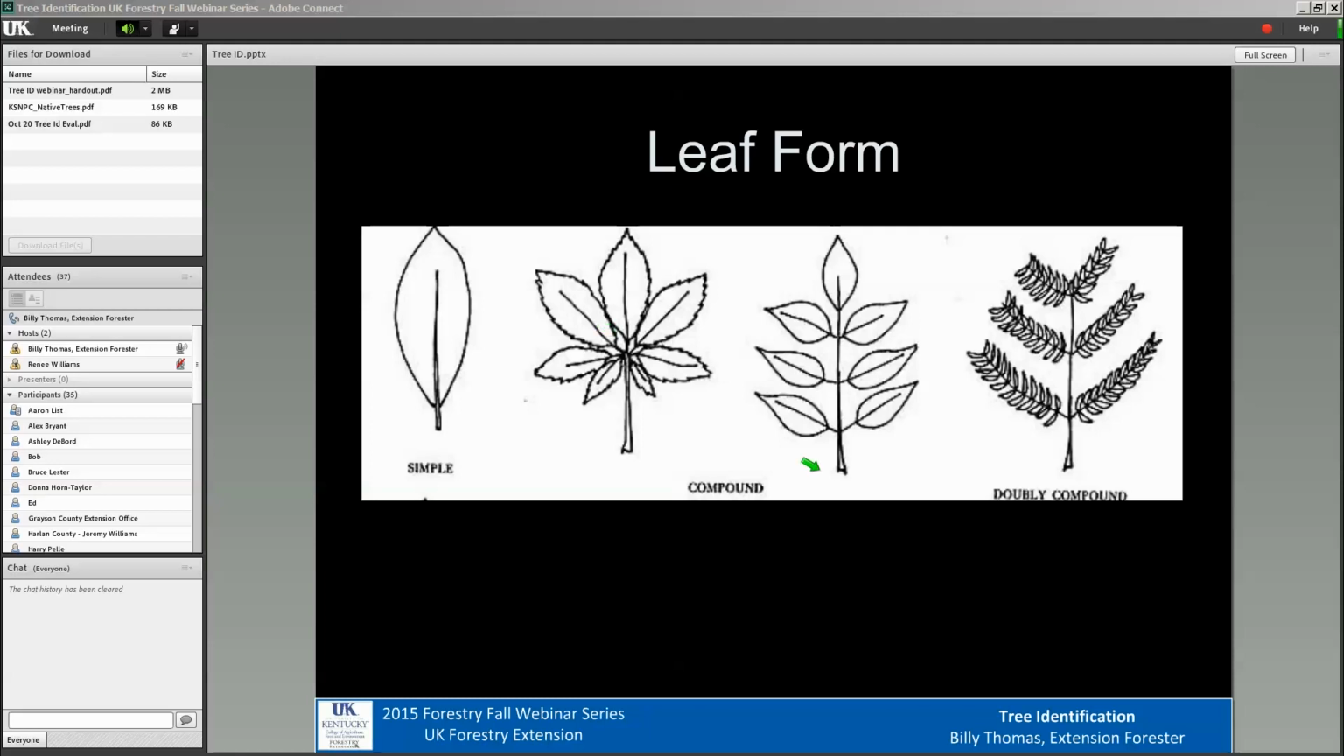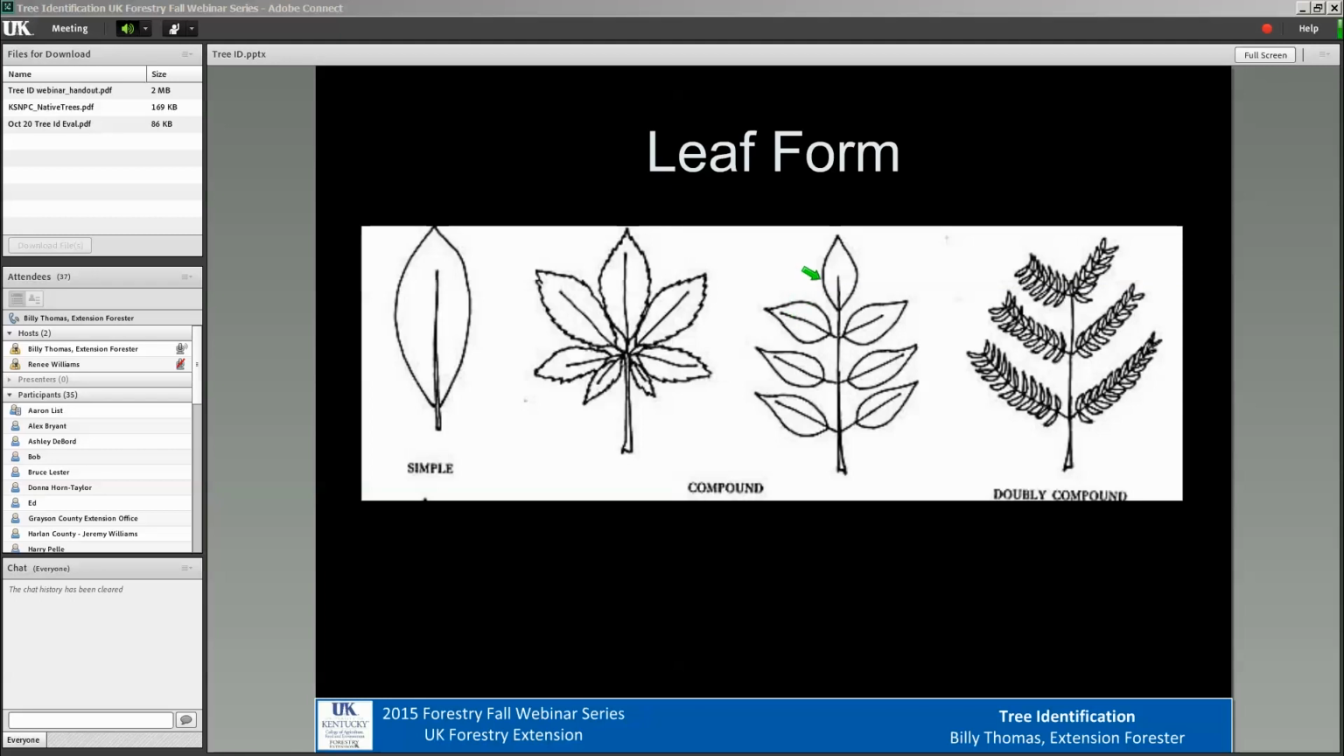And then we have this pinnately compound, meaning that the leaflets, and these are leaflets, this whole thing here is a leaf, but each individual one of these is a leaflet. So this is a pinnately compound leaf. And then over here we have what we call a doubly compound leaf. So this whole thing is a leaf. So we start looking at trees kind of like the Kentucky coffee tree here. This leaf right here is more like some of our ash, some of our hickories, and walnut as well, that have that compound leaf.